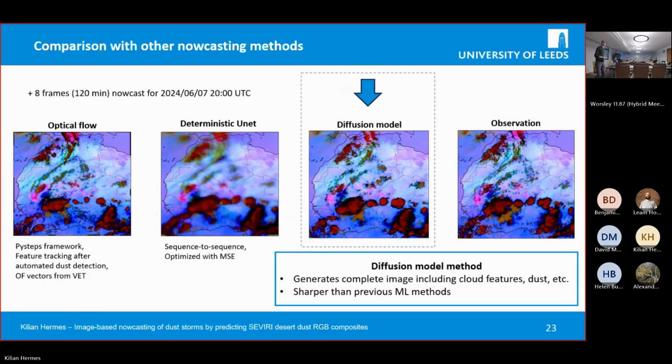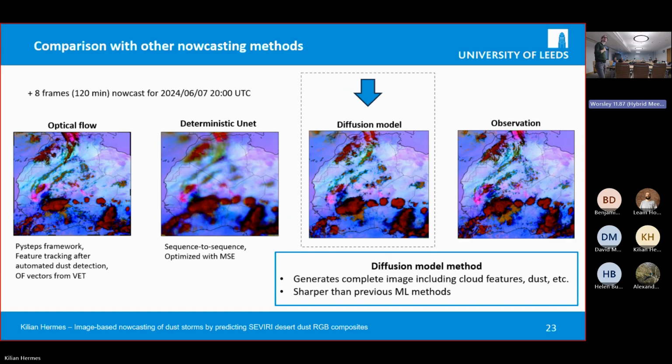So this much about metrics, a comparison with other methods. So I mentioned at the beginning, I looked into optical flow. I looked into deterministic nowcasts using a UNet. So these are the nowcasts generated with those methods in comparison with that diffusion model here.